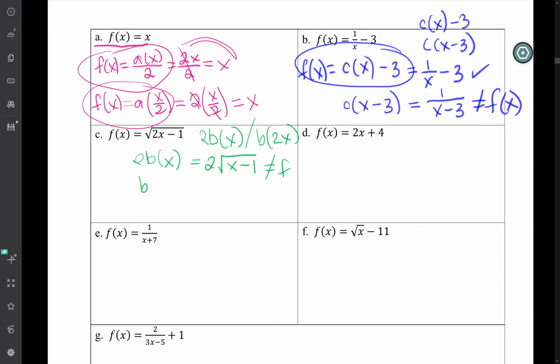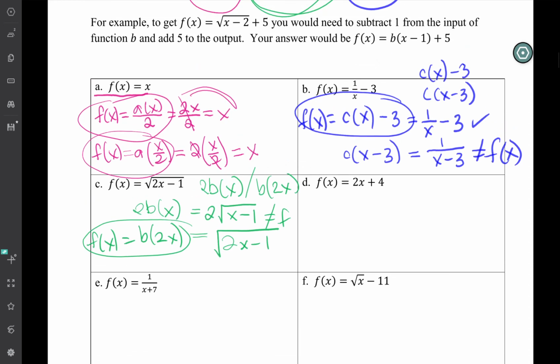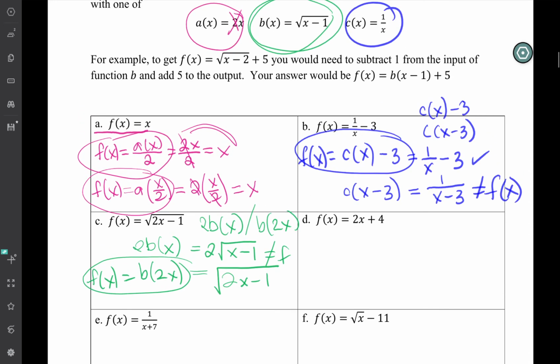If I plug in the 2x, function b takes whatever I give it, and it subtracts 1, and then it square roots, and that is what I was hoping for. So this is my answer. If we plug a 2x into b, we get f. Okay, I think that's one with each function.